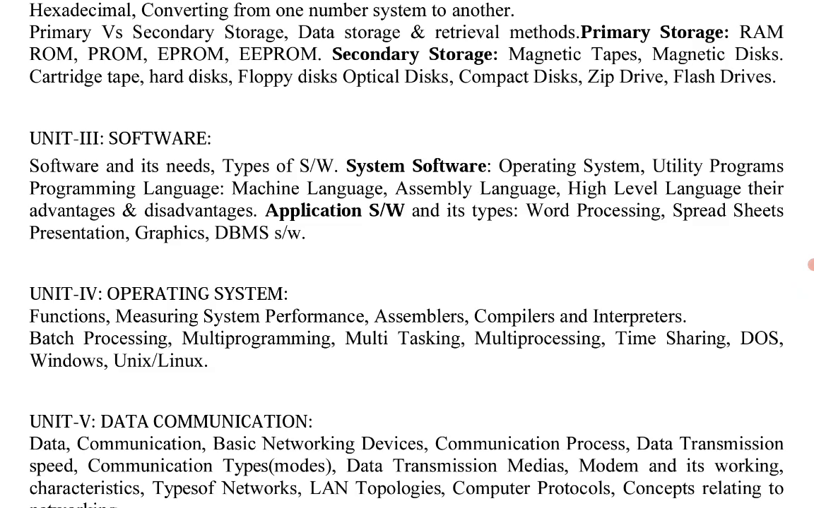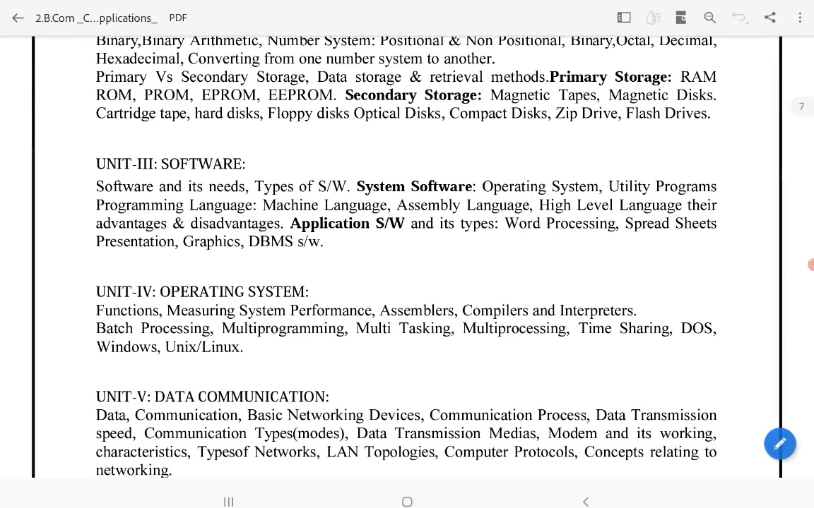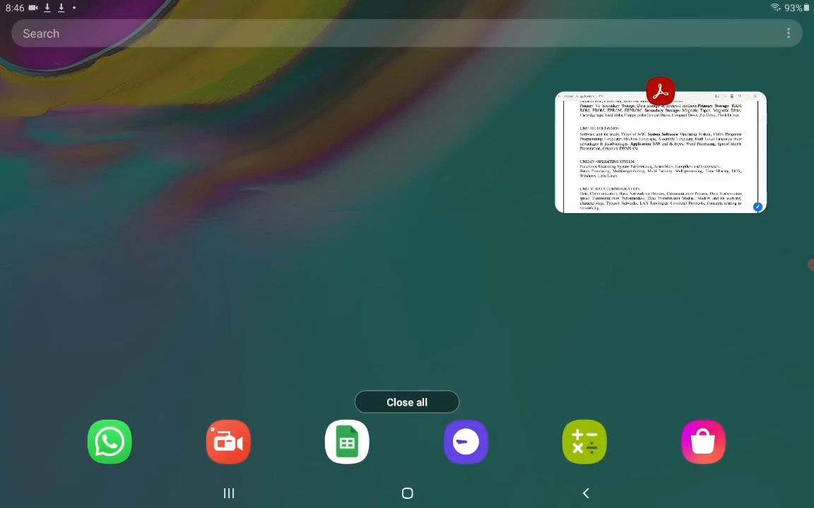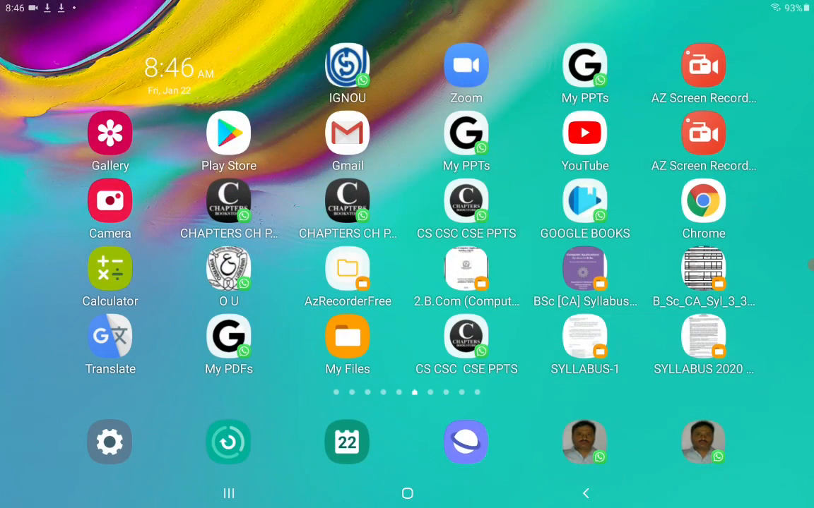So what are the different types of application softwares? What is application software and what are its different types? Word processing softwares, spreadsheets, presentation softwares, graphic softwares, DBMS or database softwares, all these things. We will discuss all these with PPTs. We start with the third unit.